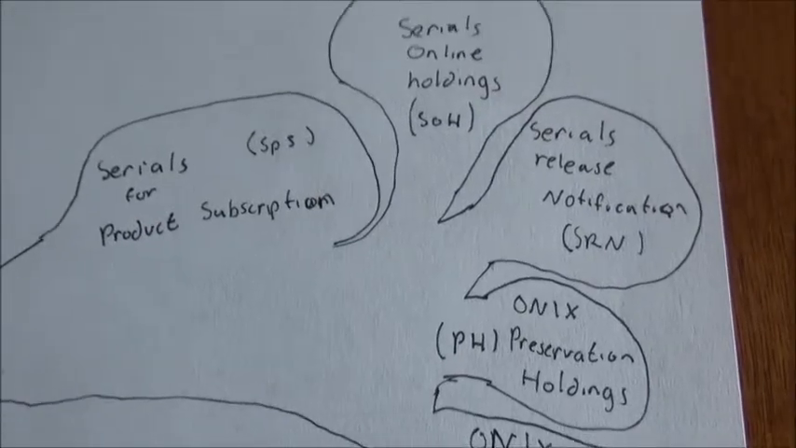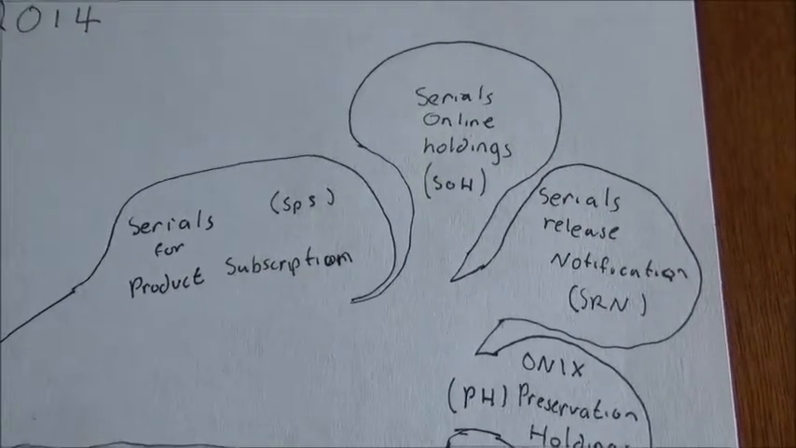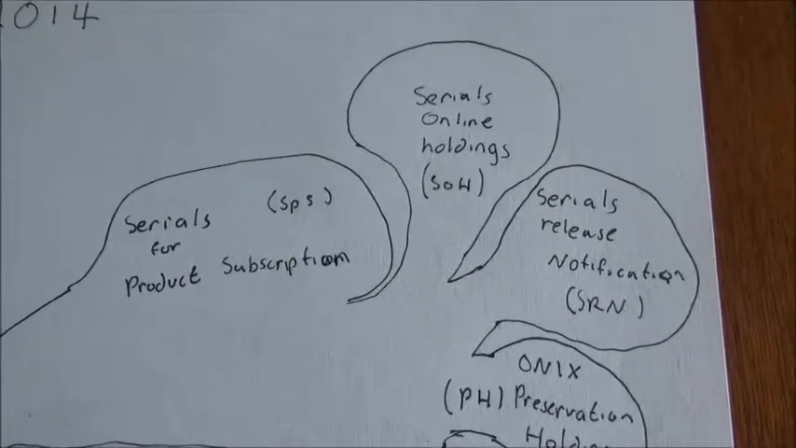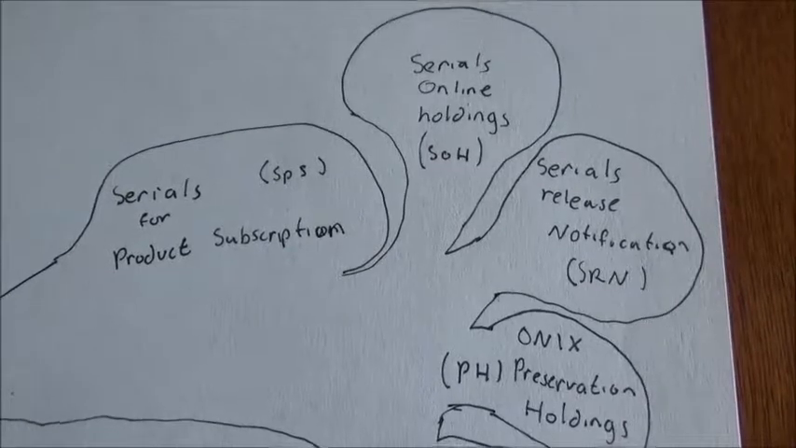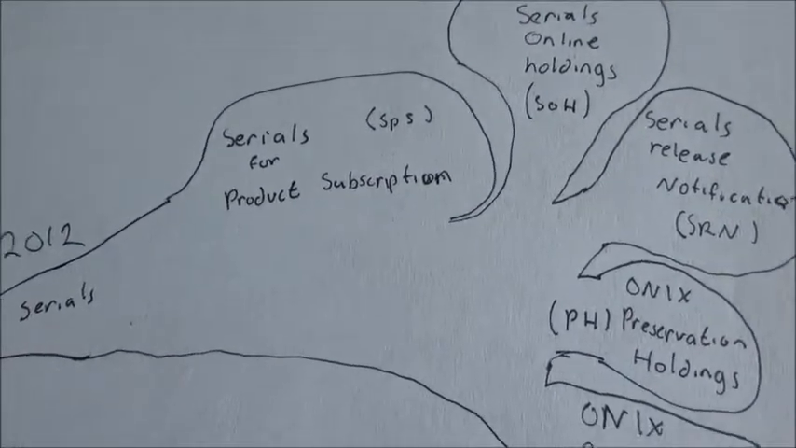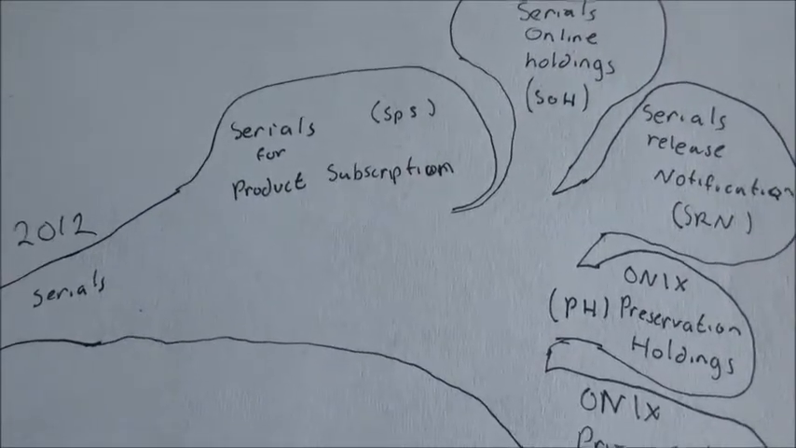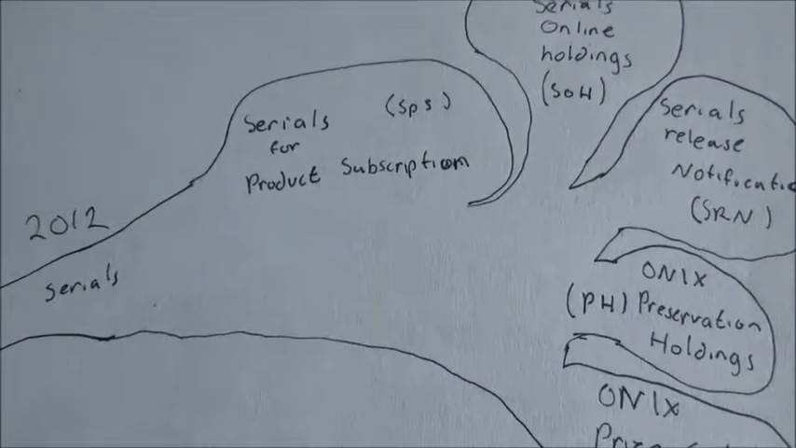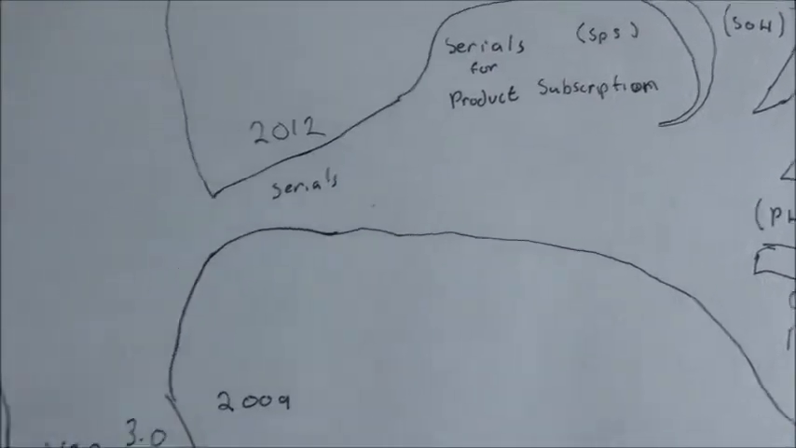Serials Online Holdings, which talks about the preservation status of something being held. Serials for Product Subscription, which is sort of the main part, just talks about subscriptions like journals and their status and what to know about them.